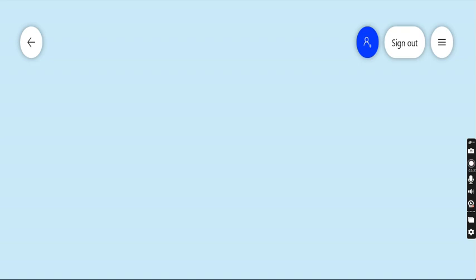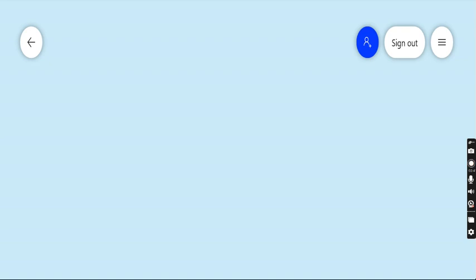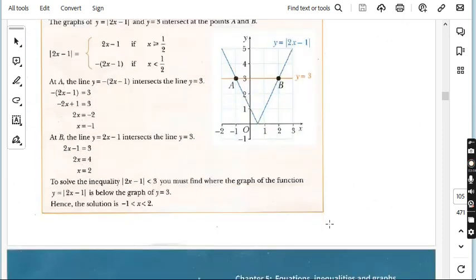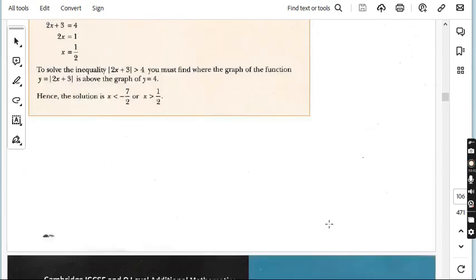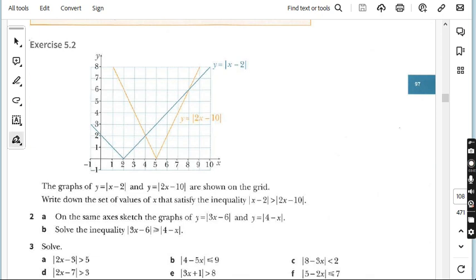How to solve an absolute value inequality? We have two methods. One is the algebraic method and one is graphical. We will do both methods according to the question. So I am going to start the exercise directly. Question number 1. Let's see what is required in this question.